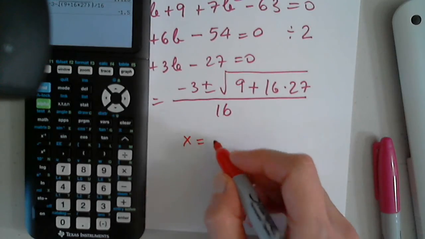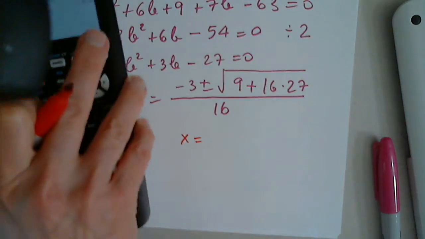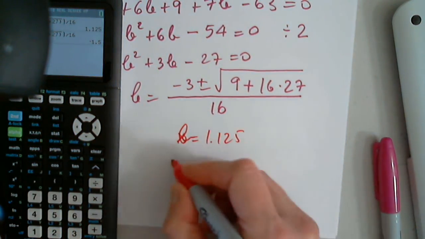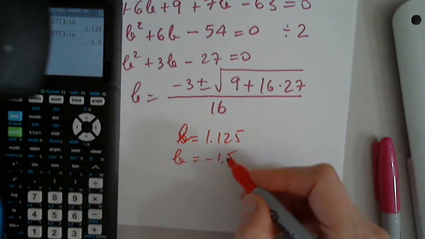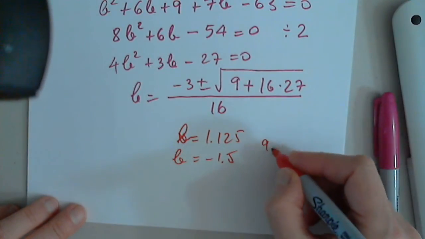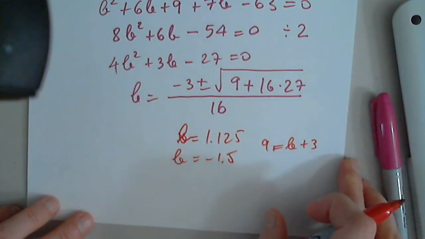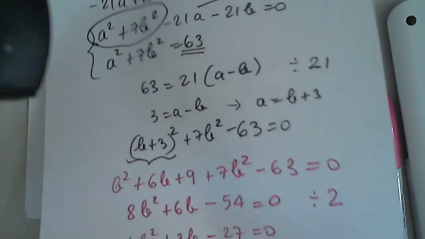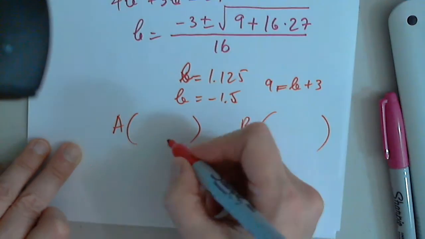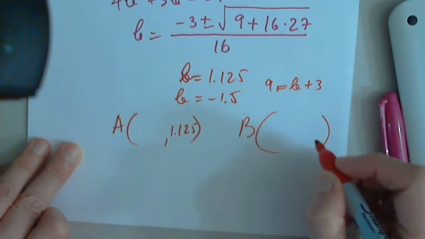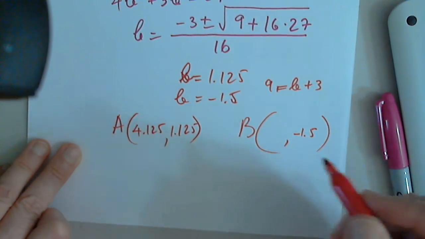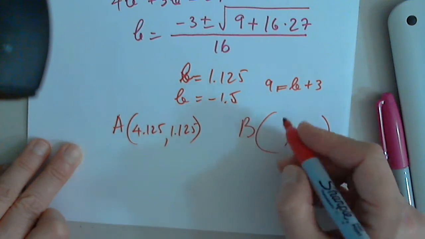x equals, no, not x, I'm sorry. We are solving for b. One b is 1.125 and the other b is negative 1.5. So let me find now a, and we have that a equals b plus 3. So here are our points, point A and point B. So this one is 1.125, this one is negative 1.5, and b plus 3 is 4.125, and 3 minus 1.5 is 1.5.